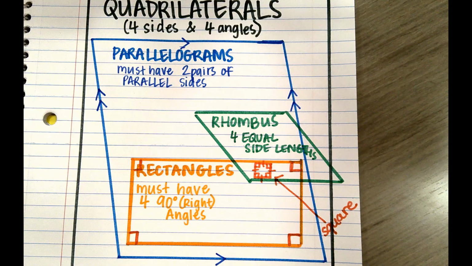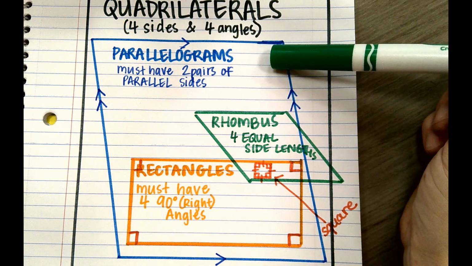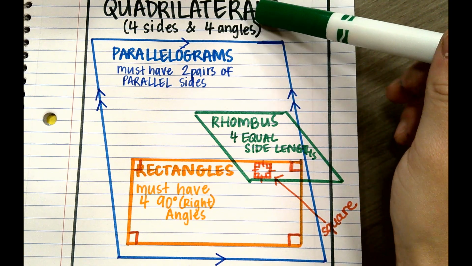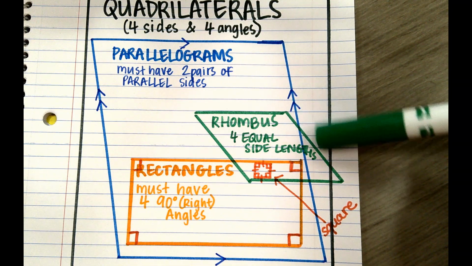Basically, quadrilateral is the most general category. It can mean any shape as long as it has 4 sides and 4 angles. Nothing else matters on it. The next most specific thing we can have is a parallelogram. So that's a quadrilateral that has 2 pairs of parallel sides.